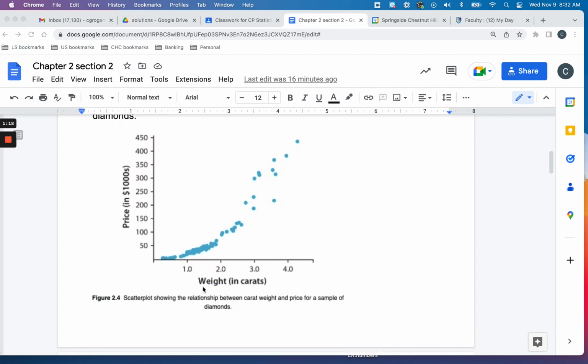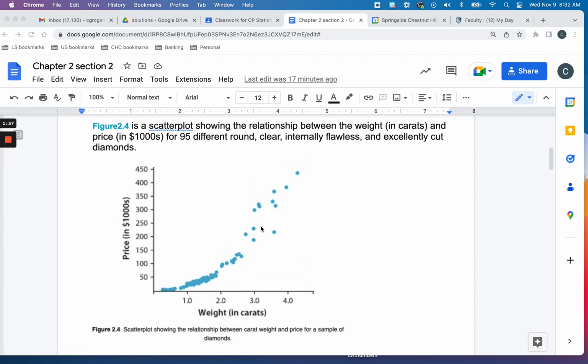So if we have the weight in carats for diamonds and the price in, what is that, thousands of dollars, there's a bazillion data points here, and you can see this relationship is non-linear. I couldn't fit a straight line to go through these points. So it's a non-linear relationship. The direction is positive, because as the weight increases, so does the price. It doesn't look like there's any outliers here, like data points that just don't fit.